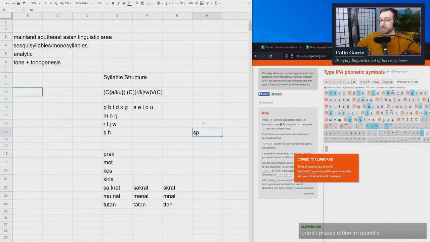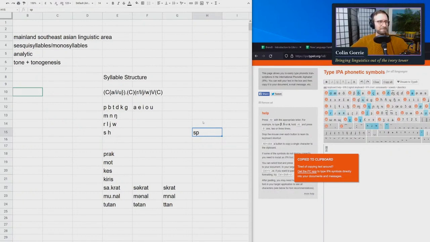There's pre-aspiration in Icelandic, and there's also pre-aspiration in Scottish Gaelic, which is kind of interesting because there might be some kind of mini linguistic area going on there. Although that just came out of an earlier Fortis-Lenis contrast in the Goidelic languages, because in Irish you don't get that. You just have aspirated, unaspirated. Yeah, interesting. Sorry, I went off on my own little tangent there.